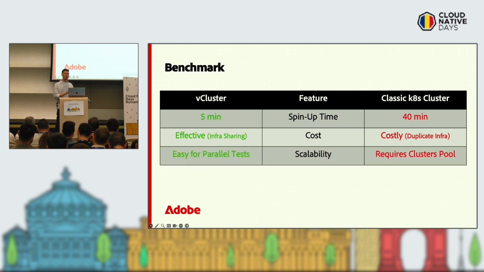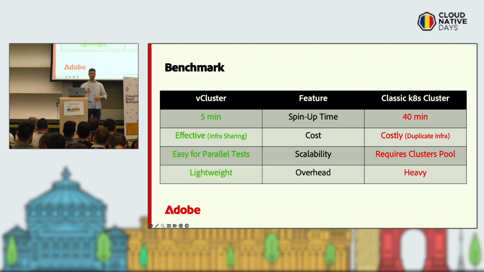Another interesting comparison is in terms of scalability. vClusters are really good at running parallel tests, while with the classic CI, you need to have a pool of pre-built clusters which will be waiting to be used. And the last one, if comparing the overhead introduced by each approach, it's clear that a physical Kubernetes cluster needs a lot more resources and infrastructure compared to a virtual cluster.